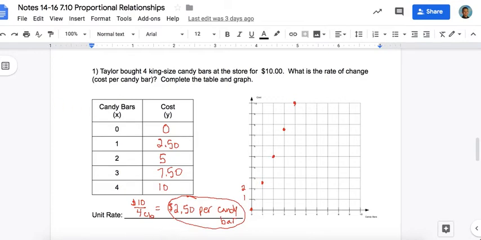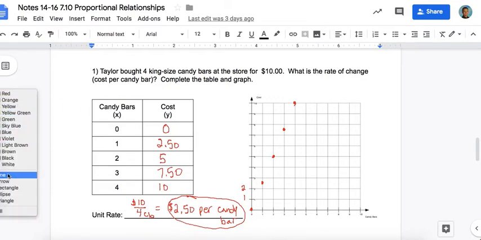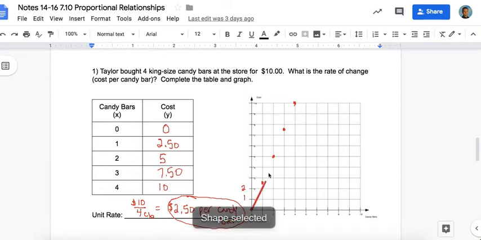Now, this would be helpful to have a ruler so that we can connect the points. And notice I'm not putting an arrow in both directions because we can't have negative candy bars. So we actually have a ray here, and it's only going on and on in this direction, okay? Because we can't have negative candy bars. But I could figure out the cost of 6, I could figure out the cost of 10, 20, etc., etc.